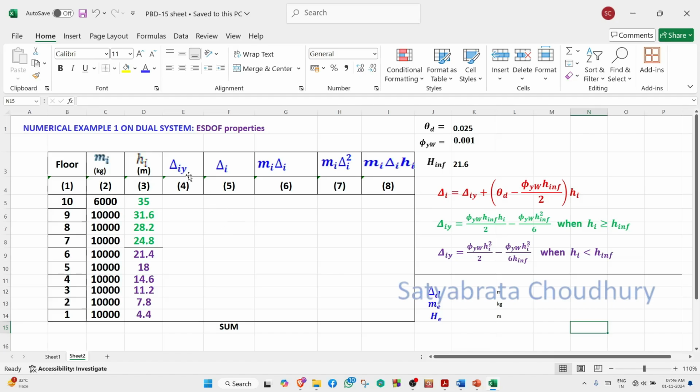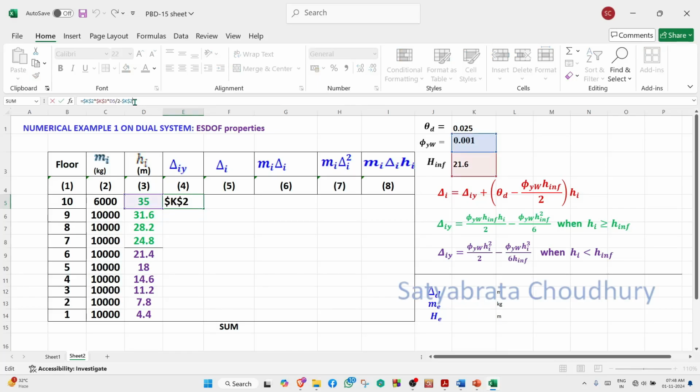Let us now find out the yield displacement of the wall, which is given by this expression. So this green zone is given by this green formula when height of the story is more than height of inflection. After this yield curvature, we need to put inflection height square. So star inflection height is 21.6, and this is also an invariant. So put a dollar sign.